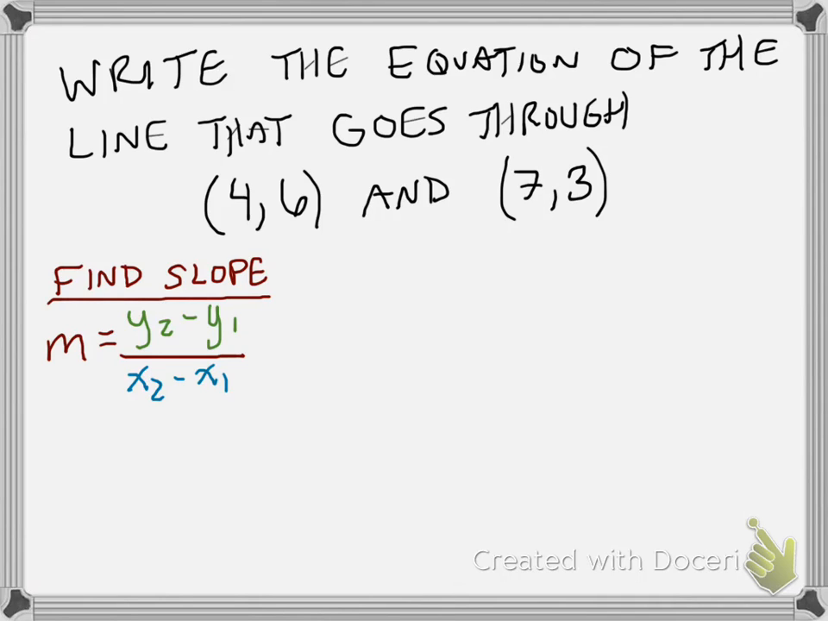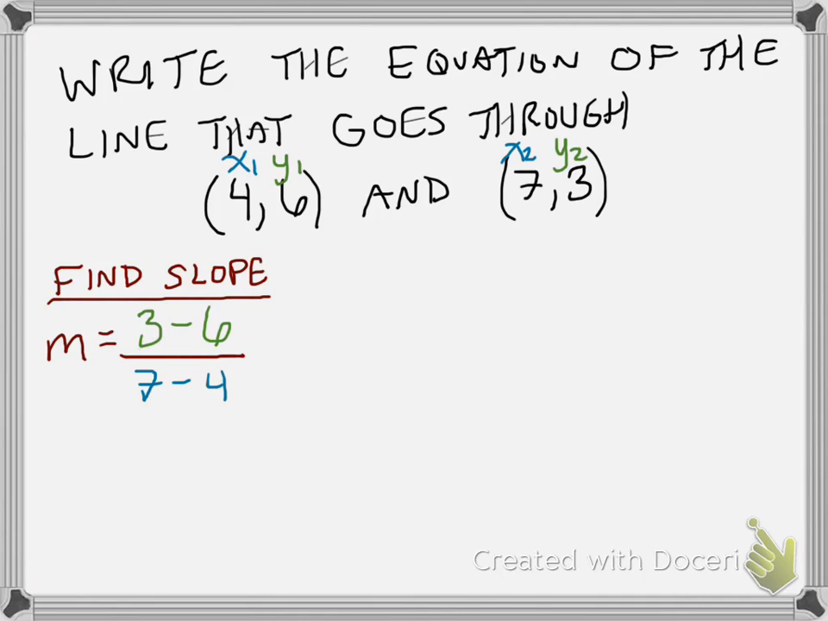The x and the y are the numbers in our points, okay? And the 1s all come from the same point. The 2s all come from the same point. So when I have plugged in my y2 minus y1, we have 3 minus 6. And my x2 minus x1 on the bottom, I have 7 minus 4.